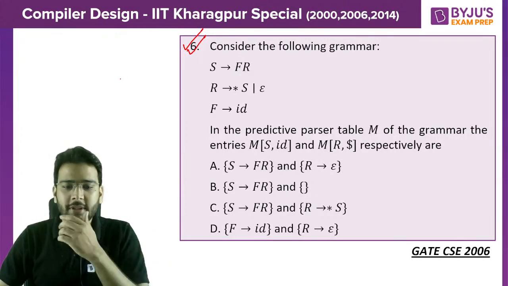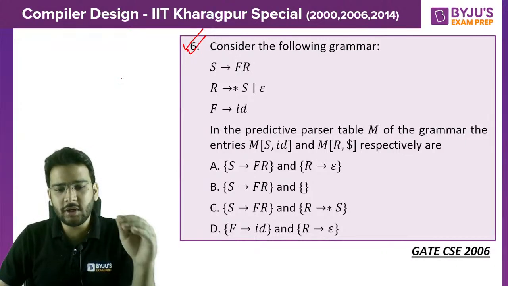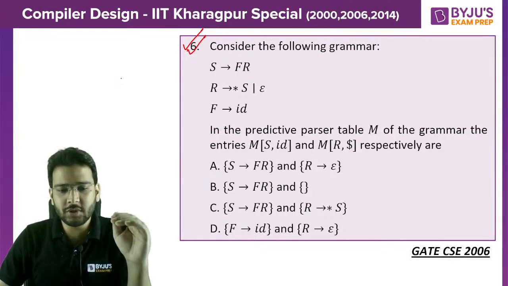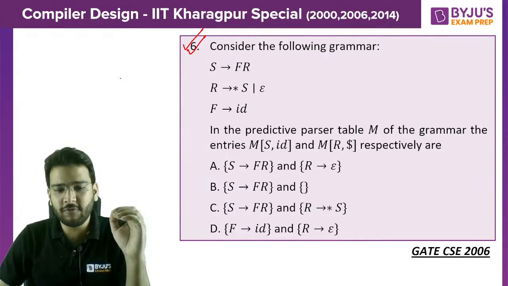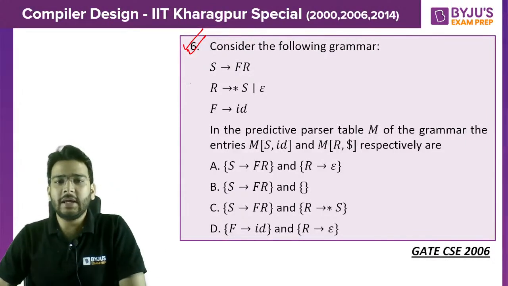Yes guys, what should be the answer? Raja is saying option A, Kiran is saying option A, Anshika option A, Sashikala option A, Ankur option A. Very good, all of you, very good. That is the correct answer here.